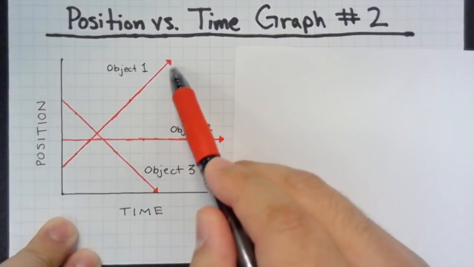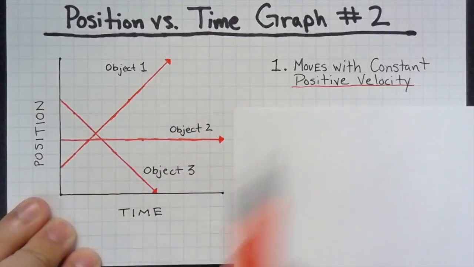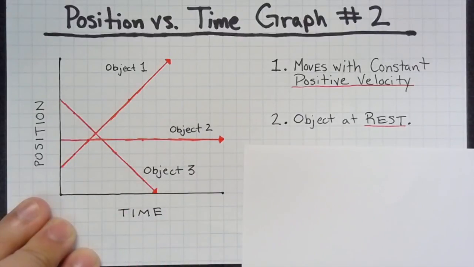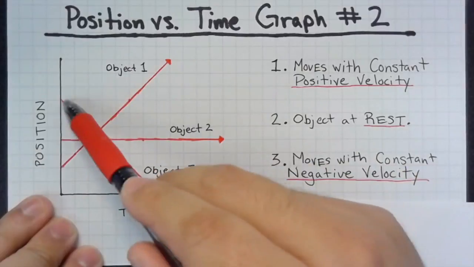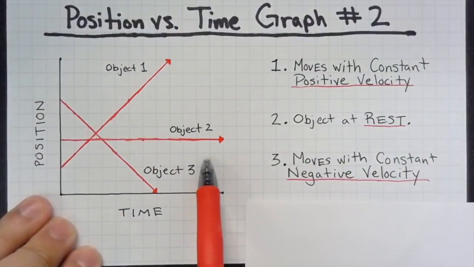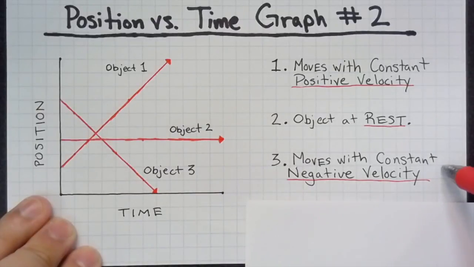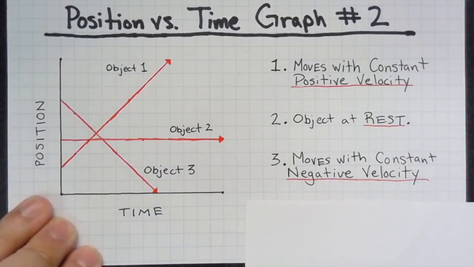Since it's moving at a constant velocity in the positive direction, we say that the velocity is positive. The second line is flat. The slope doesn't change. So object number 2 is at rest. And our third object, which has a velocity pointing down, moves with a constant negative velocity. So depending on the direction of your slope, whether it's moving up, down, or not moving up or down at all, it could tell you whether or not you should expect a positive number or a negative number. Or in the case of object number 2, 0 as your velocity.